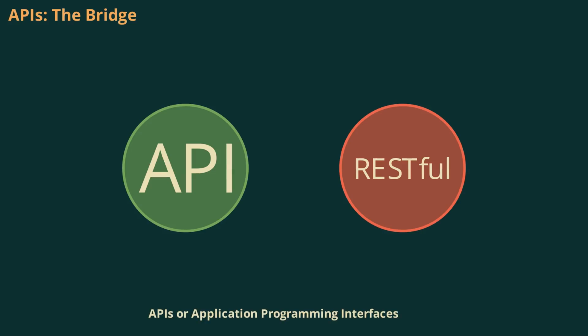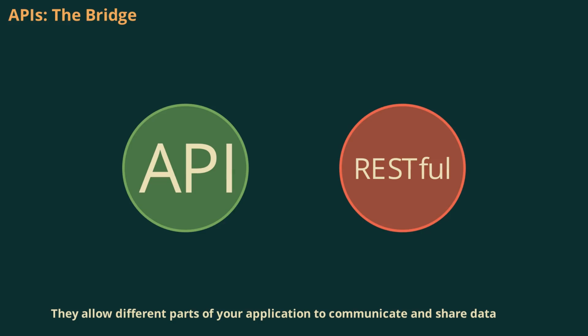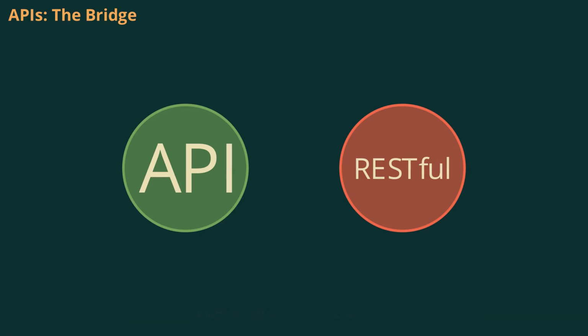APIs, or application programming interfaces, are the bridges between the front end and backend. They allow different parts of your application to communicate and share data. Learning how to design, build, and document APIs is a critical skill for backend developers. RESTful APIs and GraphQL are two popular approaches you'll encounter on your journey.